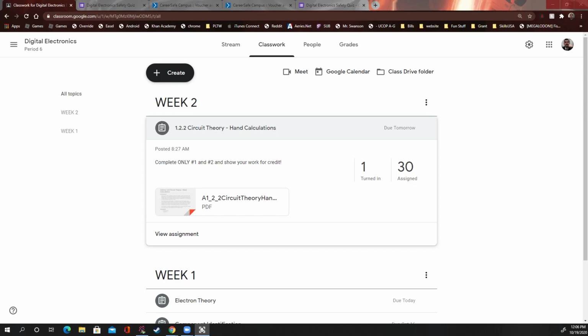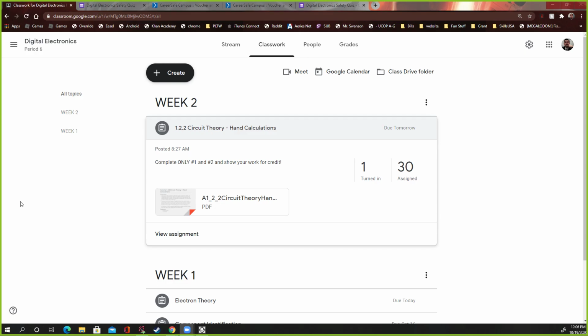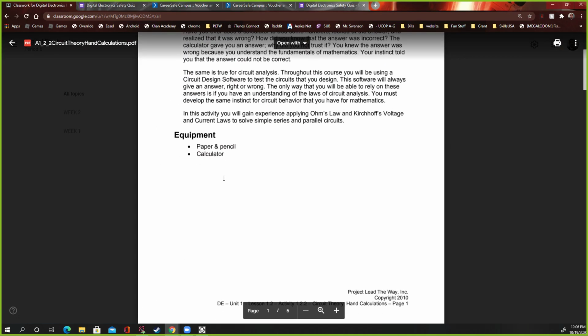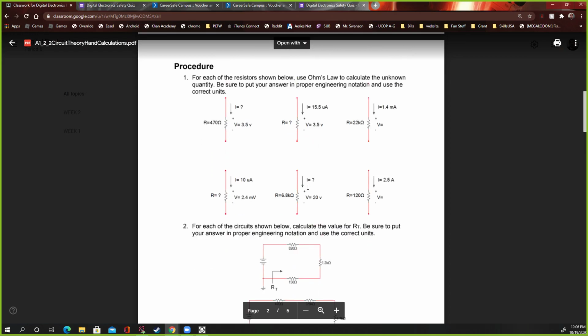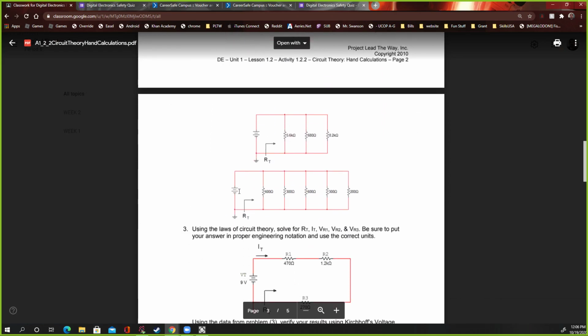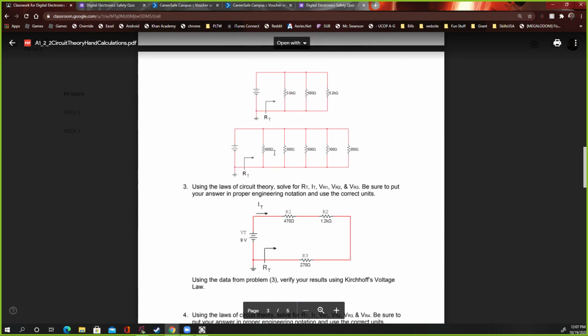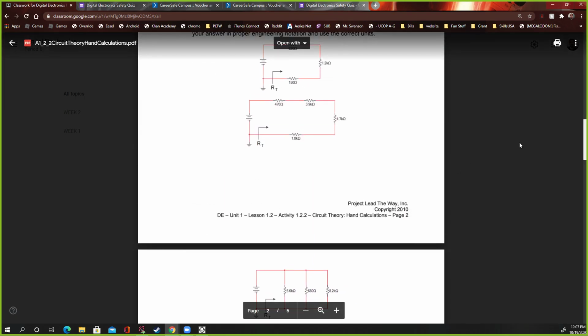All right, folks. So, first off, what we're going to be learning about today is, let me share my screen with you guys. There, it's circuit theory, hand calculations, and here's the worksheet. Notice it says to do 1 and 2 only. So you're only going to be doing number 1, and then this number 2, and this number 2. That's still number 2 right here. Don't do 3 and later, okay? We'll learn about that later.